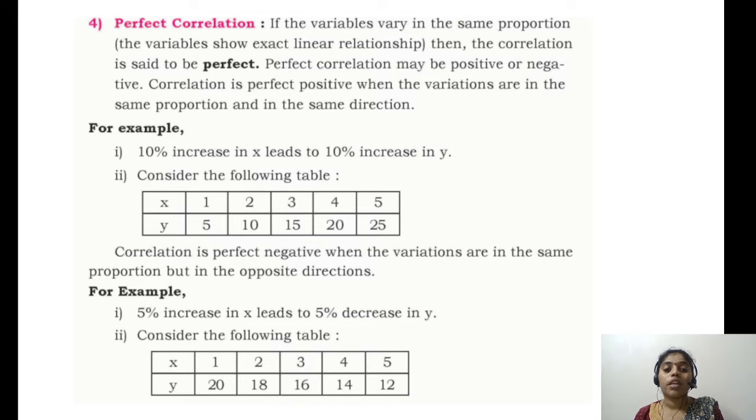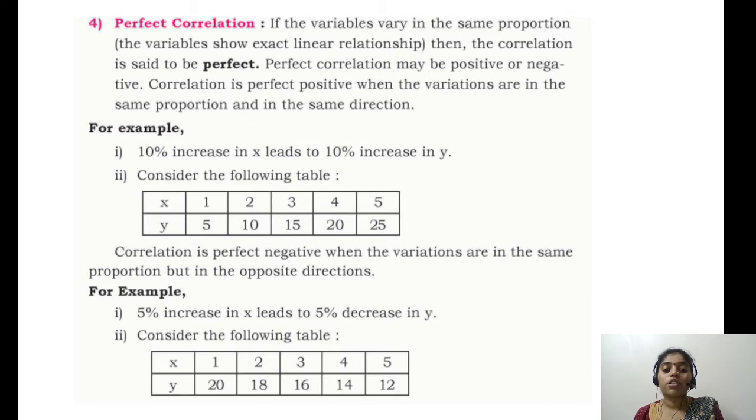For example, a 10% increase in x leads to a 10% increase in y. That means here a 10% increase in x also increases y by 10%. And the second example is considering the table, that is x and y values. X is running from 1, 2, 3, 4, and y also increases from 5 to 25.